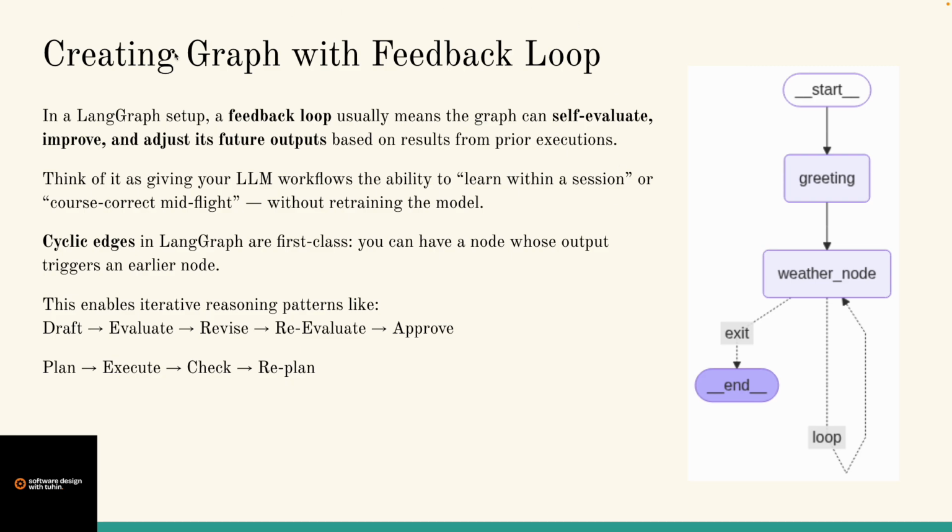So now let's see some theory for the feedback loop. So what is a feedback loop? A feedback loop usually means a graph that can self-evaluate, improve, and adjust its future outputs based on results from prior executions. So you can think of it as an LLM workflow with the ability to learn within the session. So if it makes a mistake, it will learn from that particular mistake, or it will improve the existing output, continuously iterate, and then finally generate a response with a given condition.